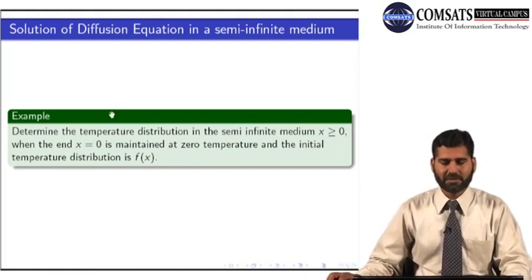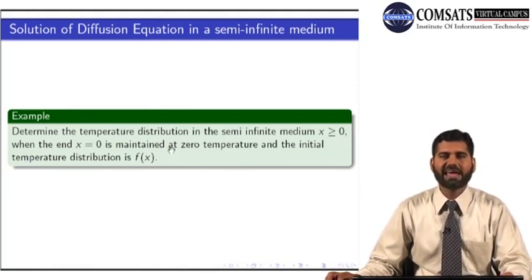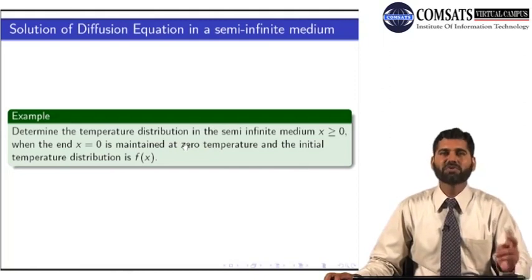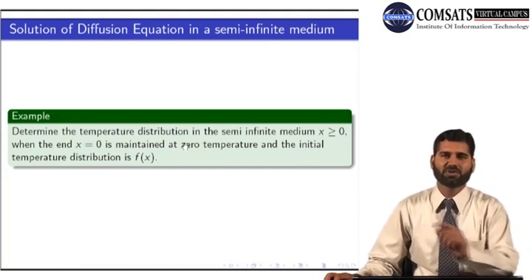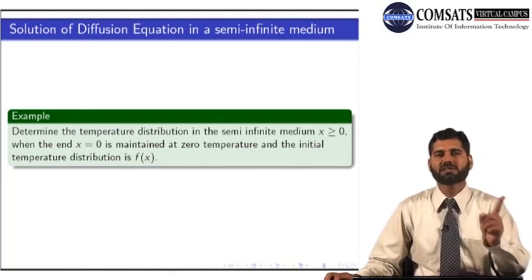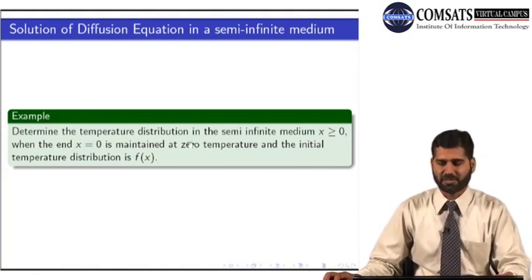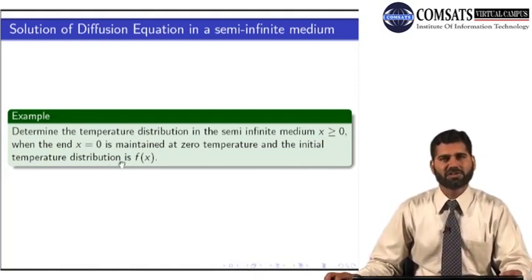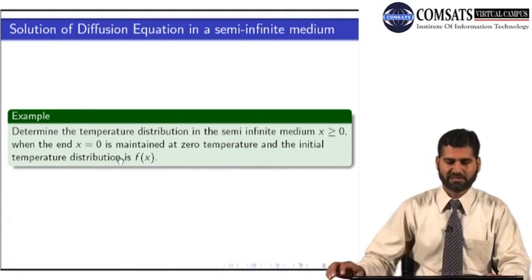Alright? So determine the temperature distribution in a semi-infinite medium x greater than or equal to 0 when the end x is equal to 0 is maintained at 0 temperature. Maintained at 0 temperature means u(0,t) is equal to 0. So it means we will use sine transform, not the cosine one. And the initial temperature distribution is f of x. So let's solve this example.